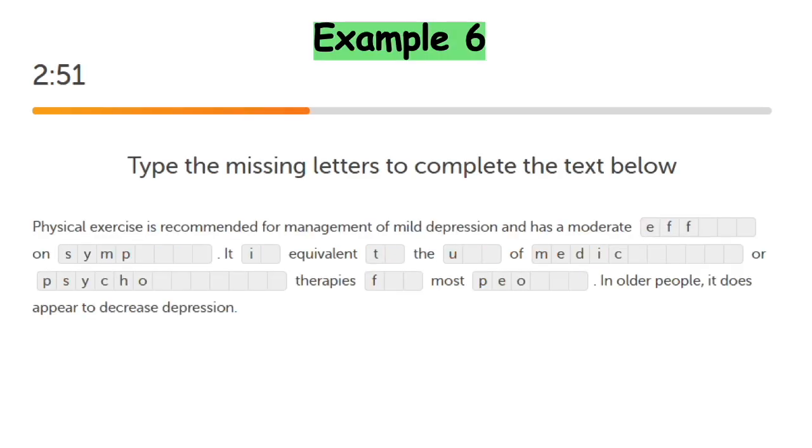The missing letters to complete the text below. Example number 6. "Physical exercise is recommended for management of mild depression and has a moderate dash on dash." The last sentence, "in older people it does appear to decrease depression." From the first and last sentence of the passage we know that the paragraph is about some facts and information about physical exercise and depression. Other keywords are like mild depression, therapies, older people, and decreased depression. So it's going to be about the physical well-being of a person. So let's see how we can complete the information in this paragraph.